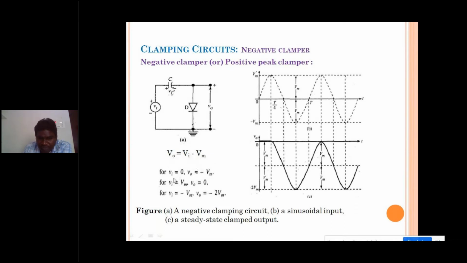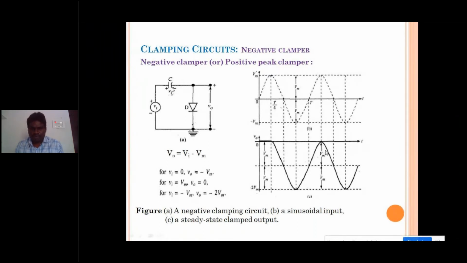So for different values of Vm, if Vi is equal to 0, then V0 becomes Vm. If Vi is equal to Vm, V0 will become 0. Vi is equal to minus Vm. So for different values of input, I can get values of the output. If I substitute and draw the graphical representation for this, you can get the output waveform.